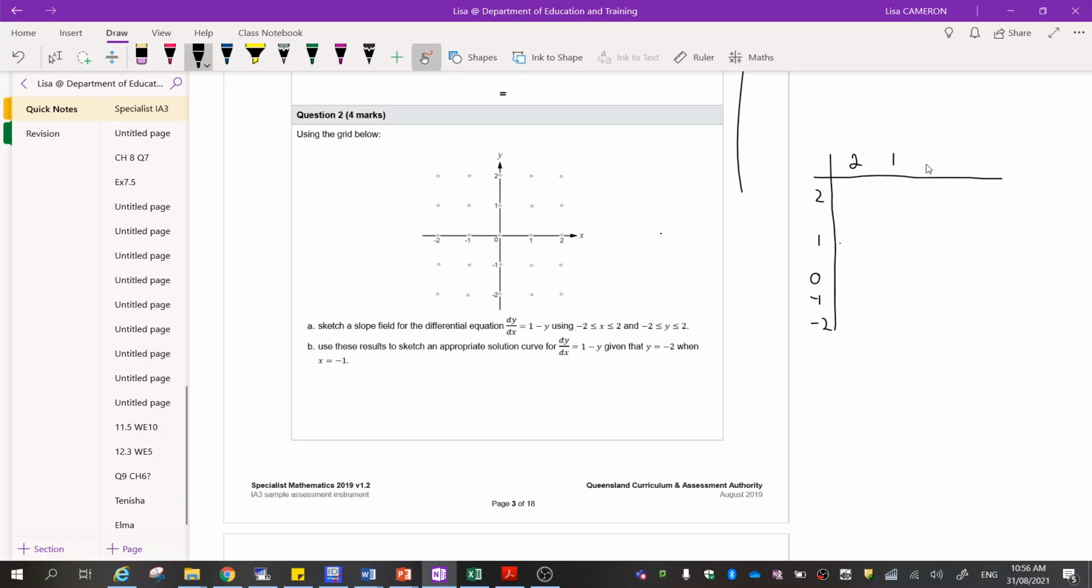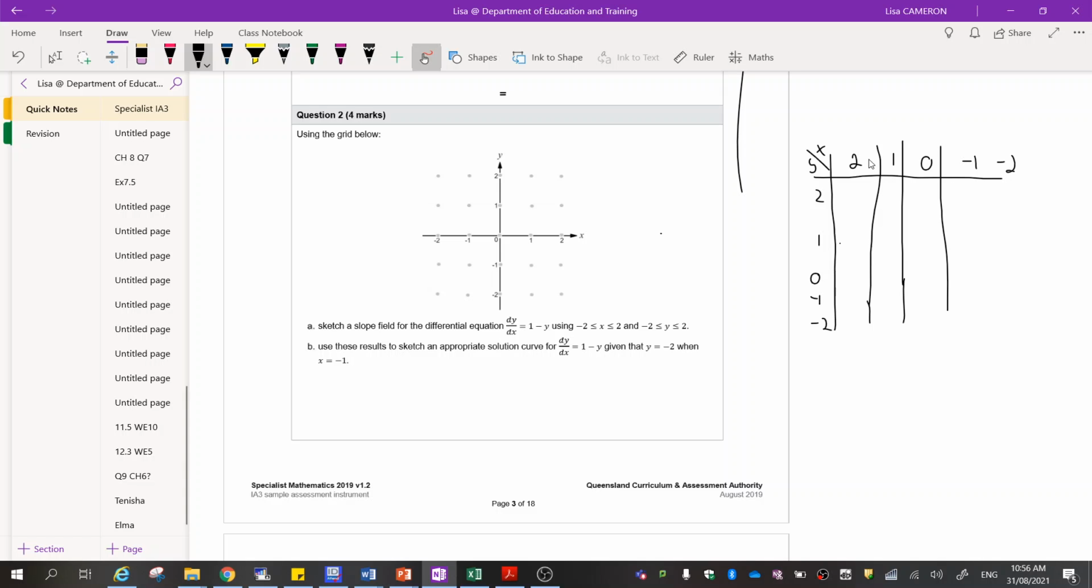2, 1, 0, negative 1, negative 2. I'm not actually going to fill in the whole table. So x will be this direction, y will be this direction. So now we're going to plug in some values and see what happens.